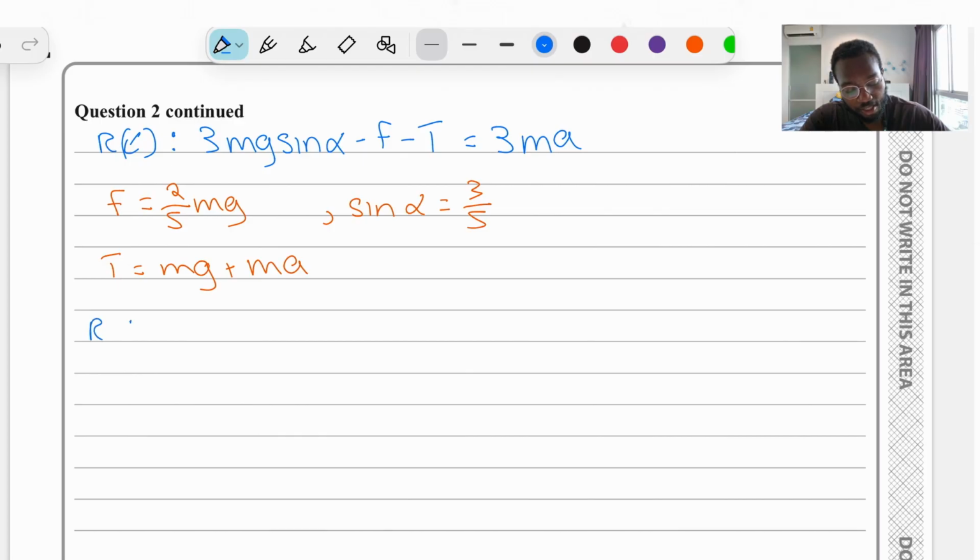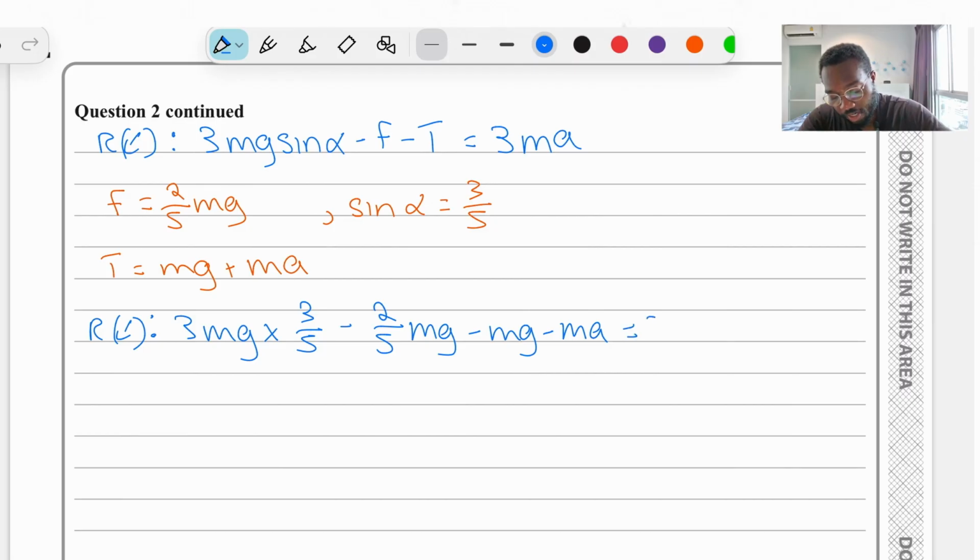So if we do that here, we get 3mg times 3/5, minus F, which is 2/5 mg, and then minus T, which would be minus mg minus ma. And that would equal 3ma. So 3 times 3/5 is 9/5 mg. Then we have minus 2/5 minus mg, so that'll be minus 2/5 minus 5/5, which will give me minus 7/5 mg.